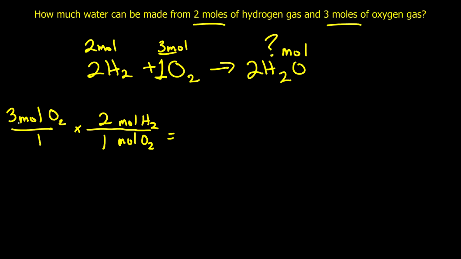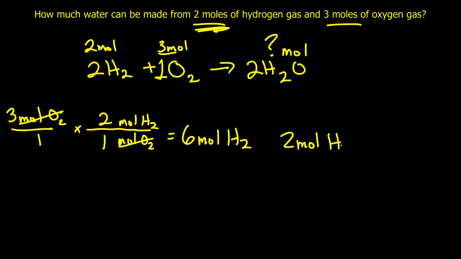So now we can do the math. So 3 times 2 is 6, divided by 1 is 6. So I need 6 moles. 6 moles of what? Well, H2 is the only thing left over. I need 6 moles of H2 to fully react 3 moles of O2. Well, if I need 6 moles of H2, how many do I have? Well, the problem says I have 2. I have 2 moles of H2.